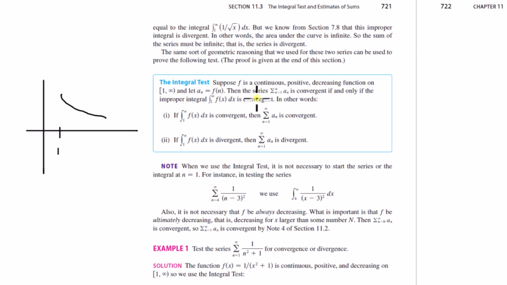Okay, then the series, where you put that a sub n into a series starting at 1, that series is convergent if and only if the improper integral going from 1 to infinity of f of x is convergent. So this isn't the greatest test in the whole world, because we're restricted to continuous positive decreasing functions, but still, it's a test.